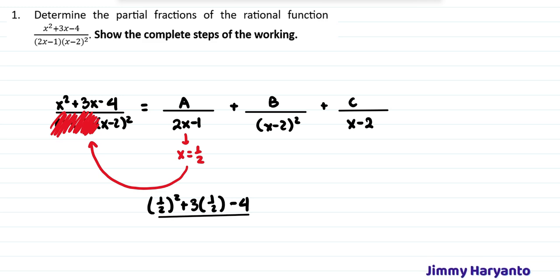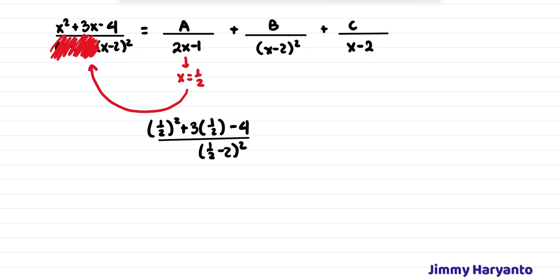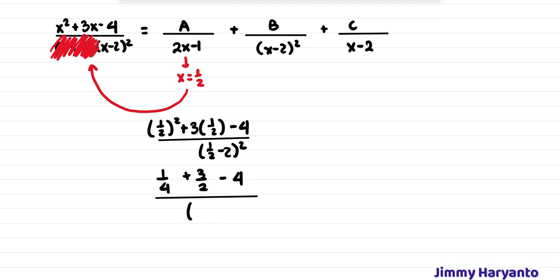This is the top part. For the bottom part, it will be half minus 2 squared. Okay, let's calculate this. This is 1 over 4, this is 3 over 2, this is minus 4. Just leave it like that. This one is negative half minus 2, which is negative 3 over 2, and then you have to square it. It will become 9 over 4.